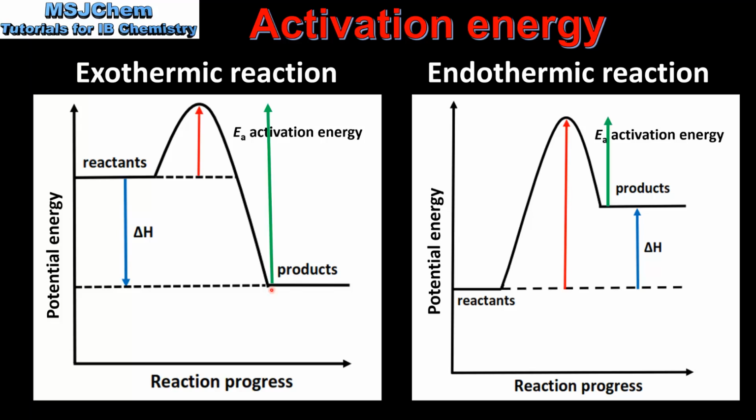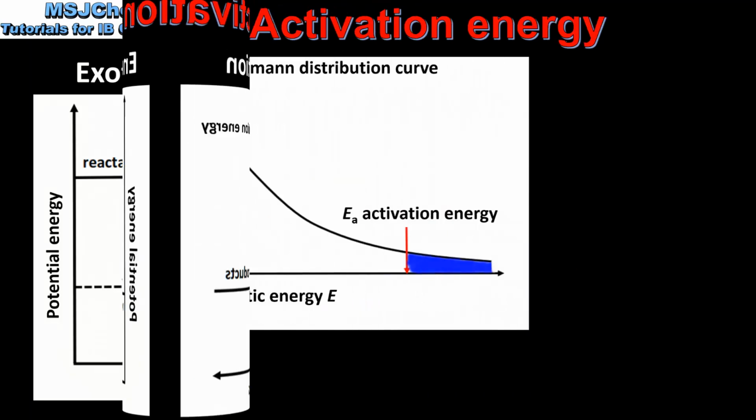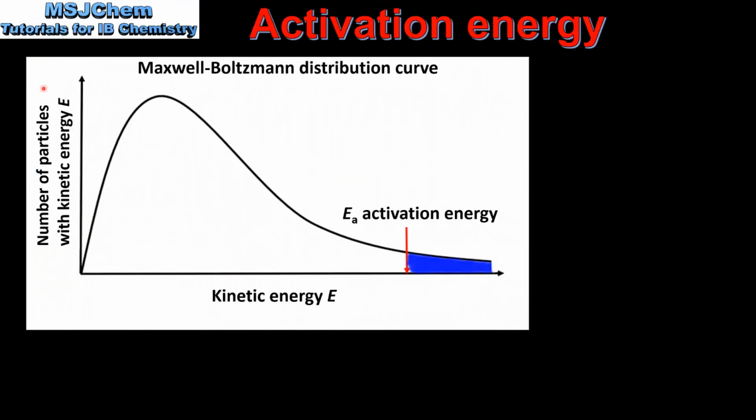The green arrows show the activation energy for the reverse reaction. So for the reverse reaction, the activation energy is the difference in energy between the products and the highest point on the reaction profile. Next, we look at a Maxwell-Boltzmann distribution curve. On the y-axis, we have number of particles with kinetic energy E, and on the x-axis, we have kinetic energy. The red arrow indicates the activation energy for the reaction.